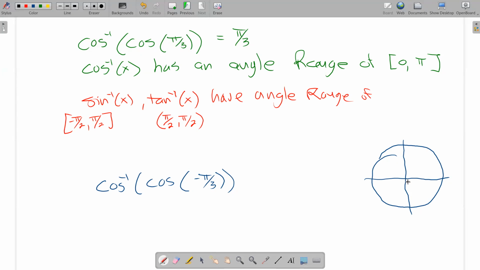So negative pi over 3 would put us, so negative pi over 2 would point straight down. Negative pi over 3 is going to be, say, right over here. So that angle right there is negative pi over 3. That gives me this point right there.